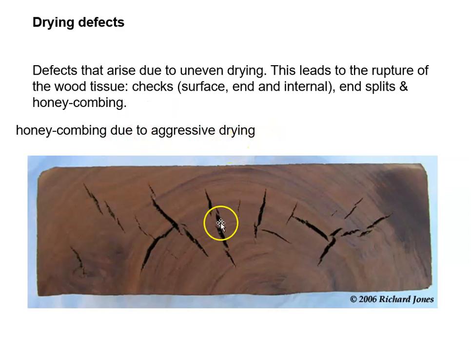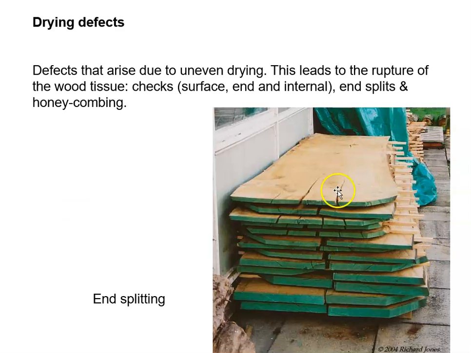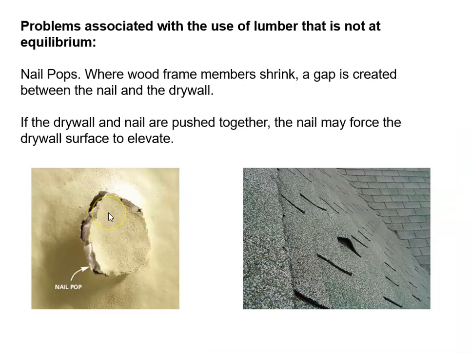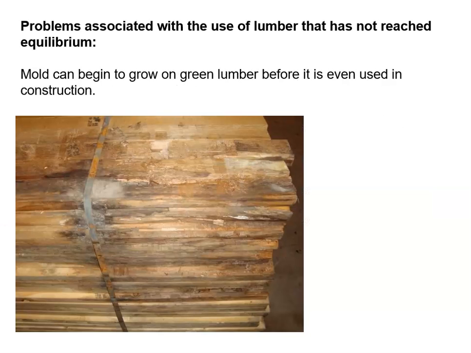So with aggressive drying, it happened too quickly, and we have honeycombing in the center. A term we also saw when we discussed concrete. Here we see end splitting and some other problems. So often nail pops. If wet timbers are installed and then they dry out, they could actually force the nails out, and we could have drywall pops, they would call that. And here we see a popping nail on the roof as well. So it causes an internal stress inside the wood, and the nail pops out.